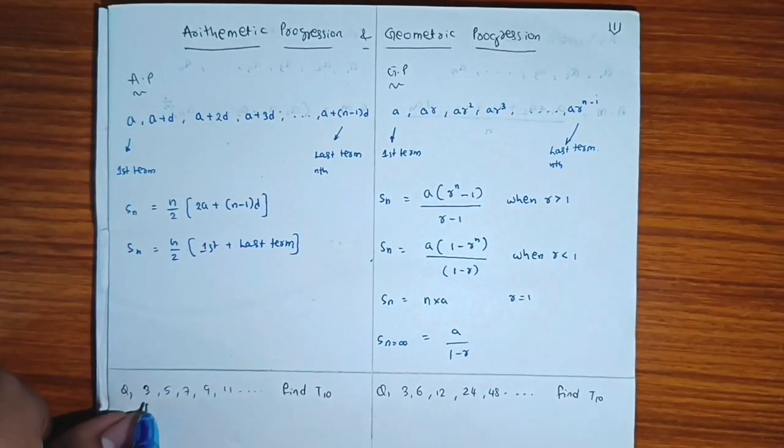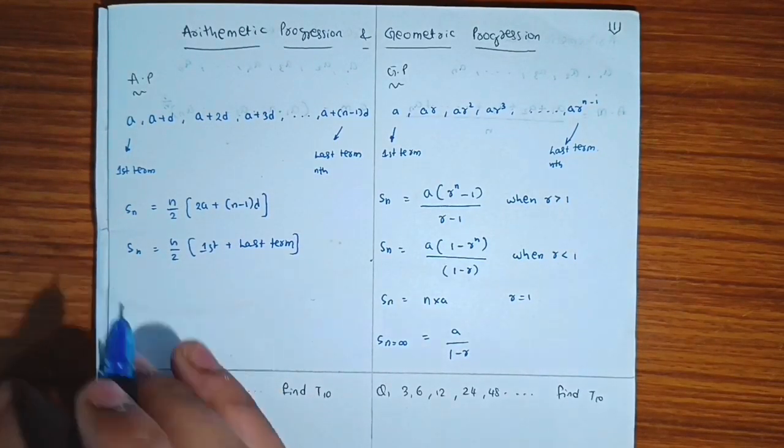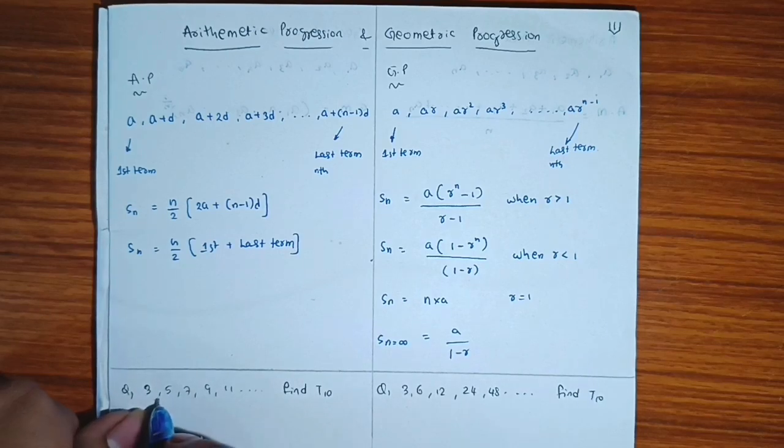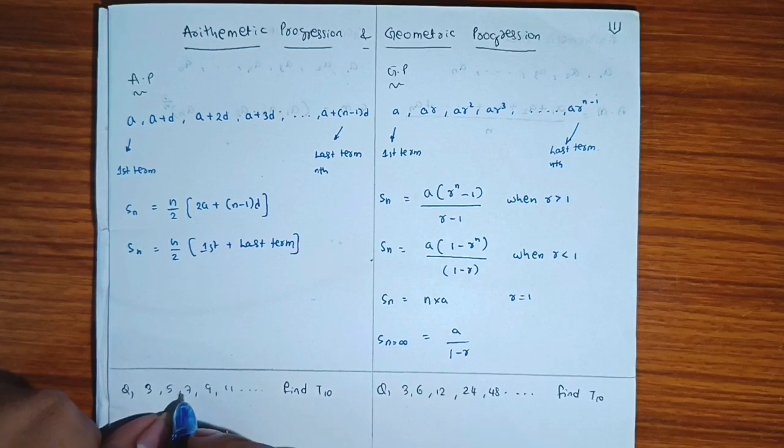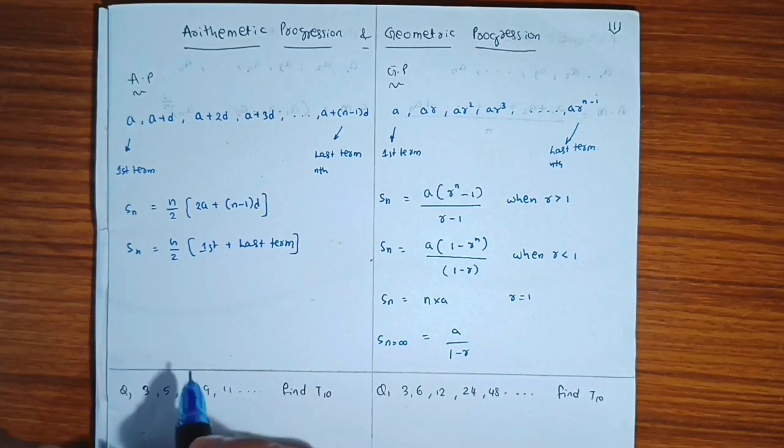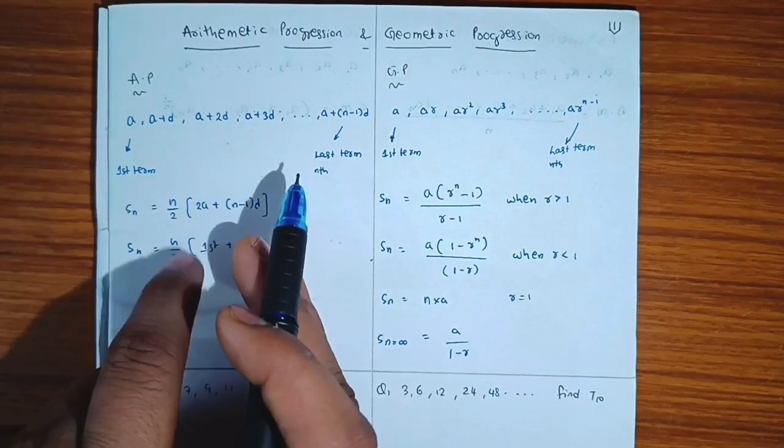In this question, you can see an example of an AP. Among these terms, the difference is 2: 5 minus 3 is 2, again 7 minus 5 is 2. If the difference is the same, then it is known as an arithmetic progression.